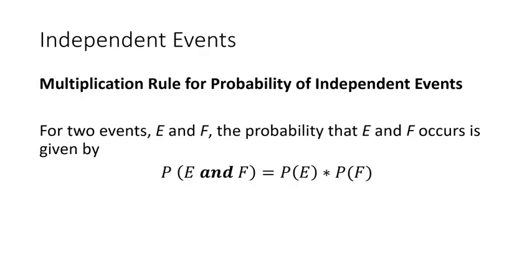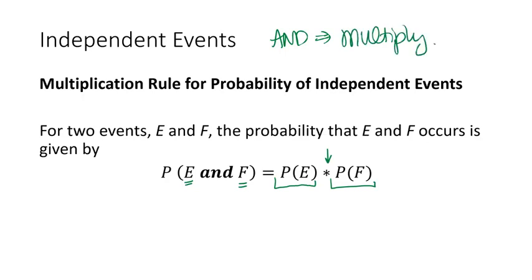So if you have independent events, the multiplication rule for probability of independent events says, if I have 2 separate events going on, I can look at them individually and multiply them together. It tells me to multiply my two events.